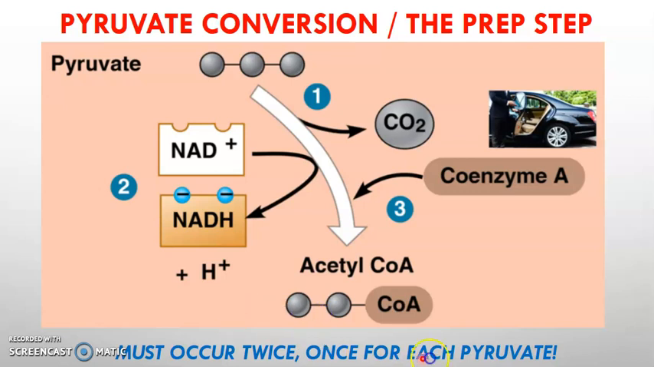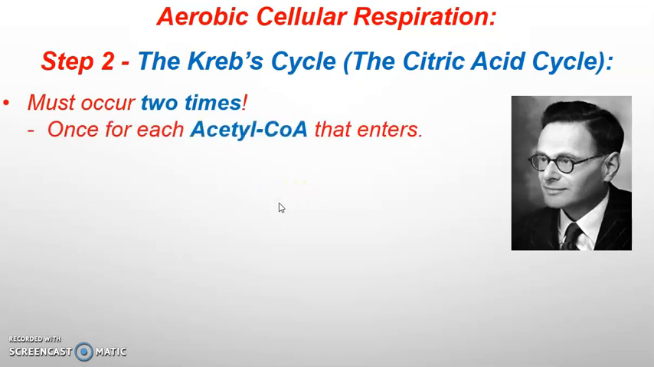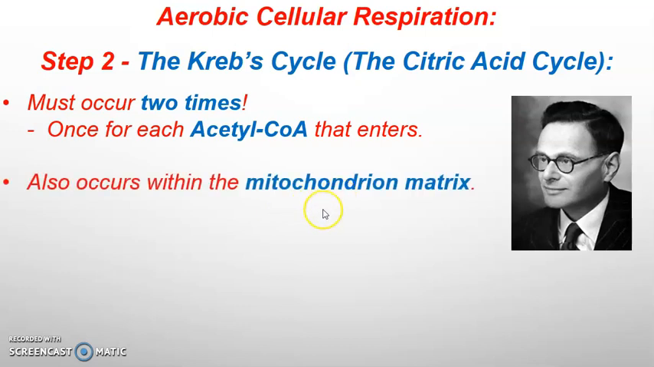So again, the prep step is going to happen twice, once for each pyruvate. We'll make 2 NADHs, 2 acetyl-CoAs, and produce 2 CO2s as a waste product. Now we're ready for the Krebs cycle to begin, which is also called the citric acid cycle, because citric acid, or citrate sometimes it's called, is the first stable intermediate that's made during this reaction. It's going to happen twice because we have 2 acetyl-CoAs from the prep step. It will also occur within the mitochondrial matrix.